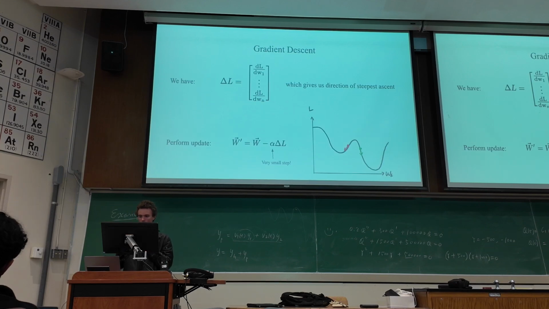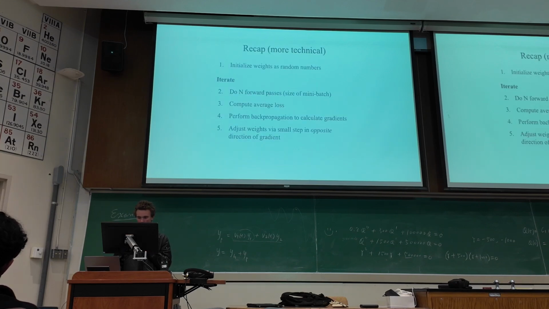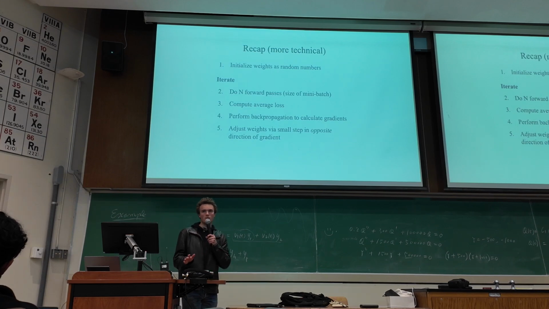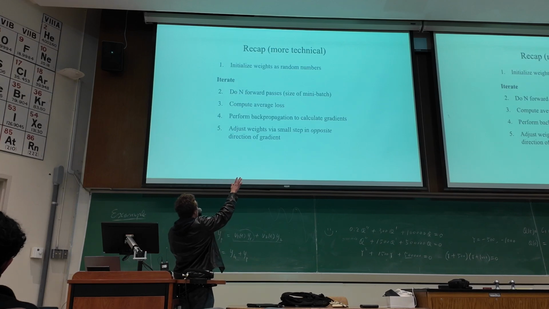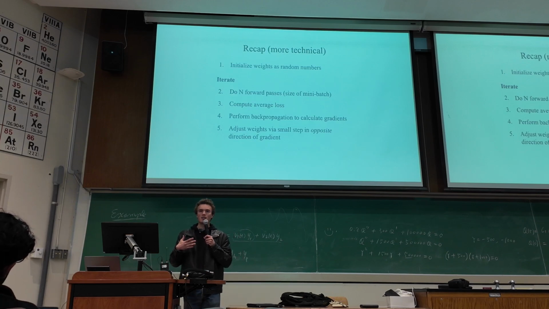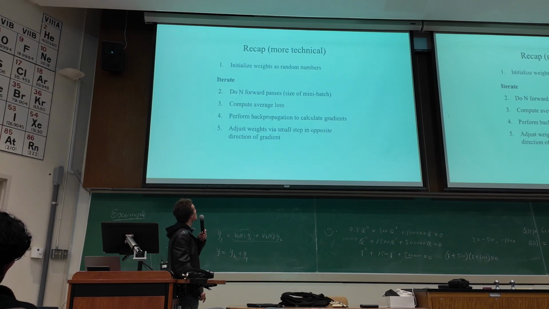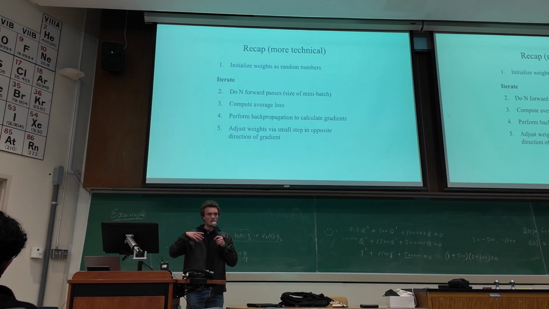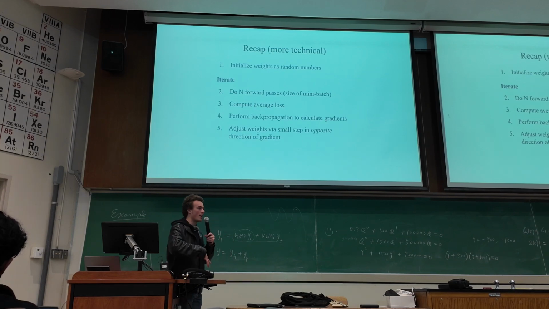Okay, that is gradient descent. So this is the recap using some words that maybe might sound a little more familiar. We initialize weights as random numbers. Maybe we are a little smart about it. We're not going to get into it, but there are different techniques for how you might want to initialize your weights. And then you want to iterate. This is optimization. We want to iterate and slightly change weights, right?